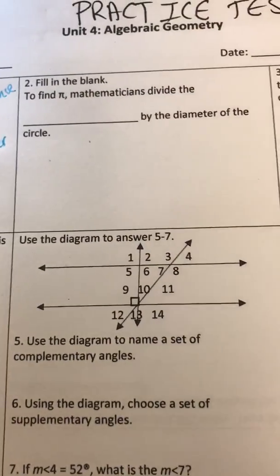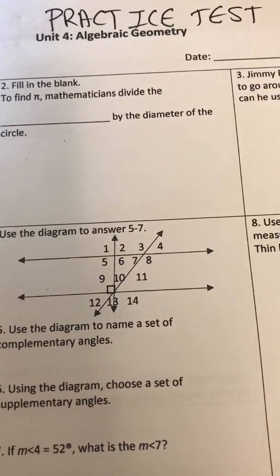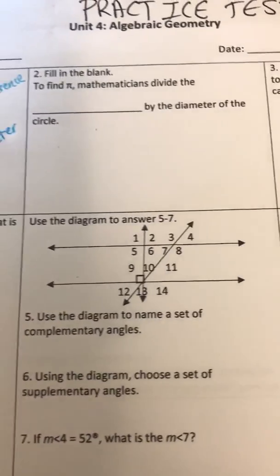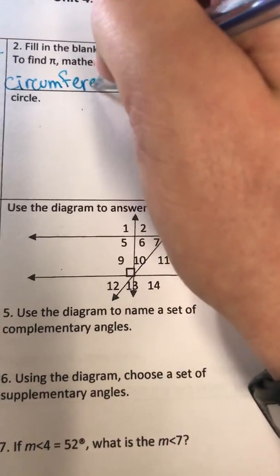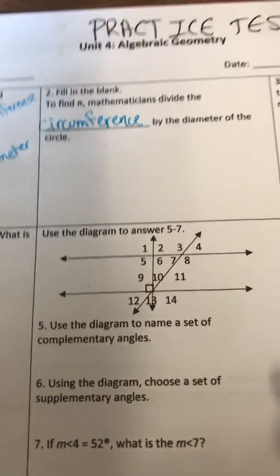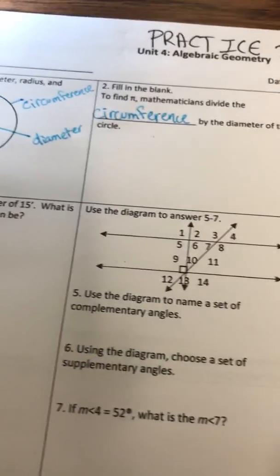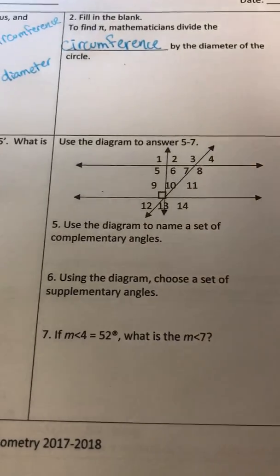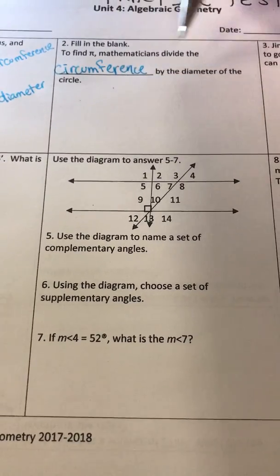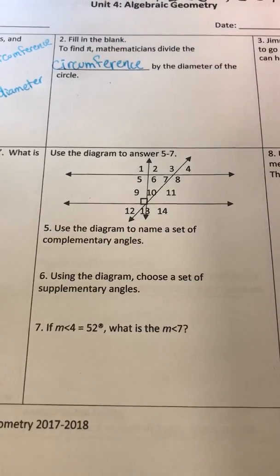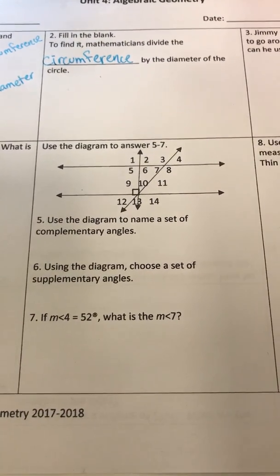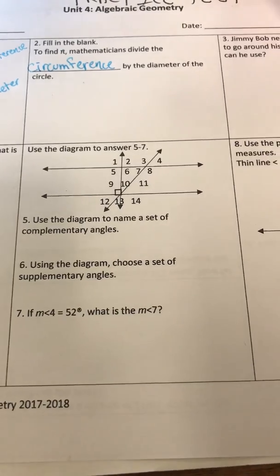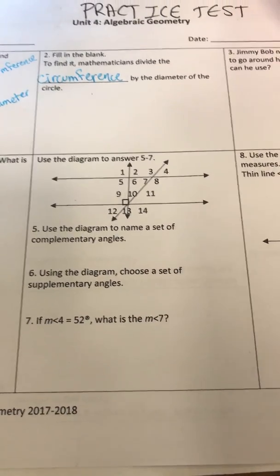Okay, going up to number 2. Fill in the blank. To find pi, mathematicians divide the blank by the diameter of the circle. Pi is the relationship between the circumference and the diameter. So, the correct answer for number 2, we relate the circumference and the diameter of the circle to find pi. Questions about number 2? It's in our notes.